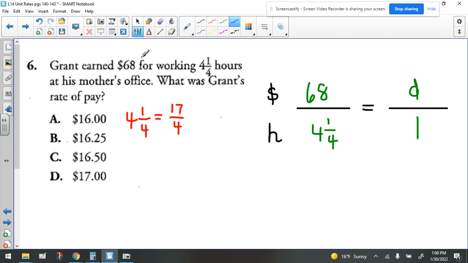We're looking at number 6. Grant earned $68 for working 4 1/4 hours at his mother's office. What was Grant's rate of pay? Now, rate of pay means what did he get dollars per hour? So that's dollars per 1 hour is what we're trying to figure out.